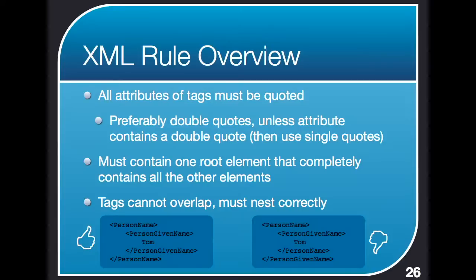On the left, we have the good, thumbs-up example, where the person given name opening and closing tags are entirely within the person name opening and closing tags. On the right, you see the bad, thumbs-down example, where you have the person name opening tag, the person given name opening tag, the data, and then the closing person name tag followed by the person given name closing tag. And there you've got that overlap. That's what we mean by tags can't overlap; they must nest correctly. And what you get then in XML is a giant hierarchy. There are some ways to cross that hierarchy, but that's a topic for a little later in our presentations, as that's a more advanced topic.